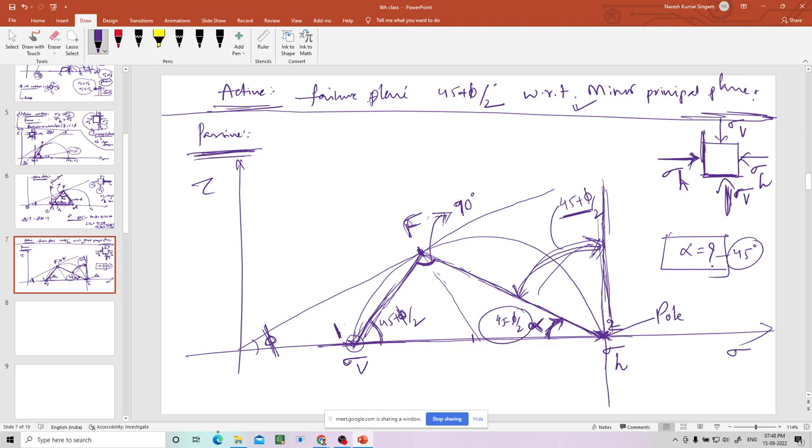What is minor? No, what is the minor principal stress in this passive case? Sigma V. What is the direction of sigma V? Vertical. So this is also vertical. Okay, this is the minor principal stress direction in this passive case. So what is happening? Again, in the passive condition also, the failure plane is making 45 plus phi by 2 with respect to the minor principal. Okay, ask me.